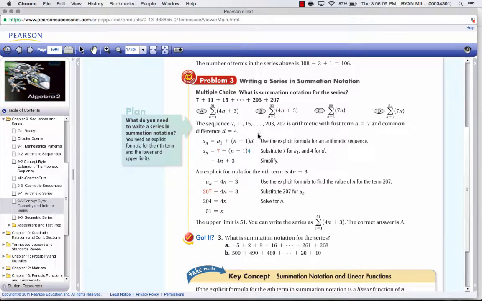So you see that this first one continues to work. All right. The only other thing we would have to check is to make sure that the 51st term actually works out to be 207. So I would plug in 51. That's going to get me 204. 204 plus 3 is 207. So this one actually does work out to be that one.